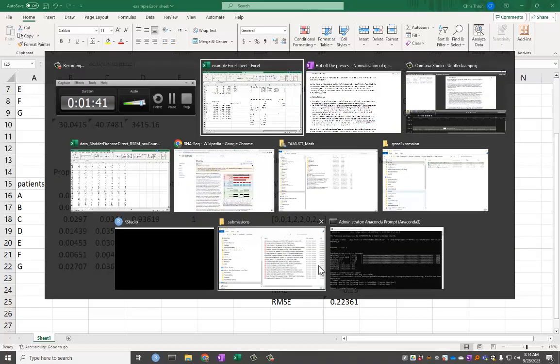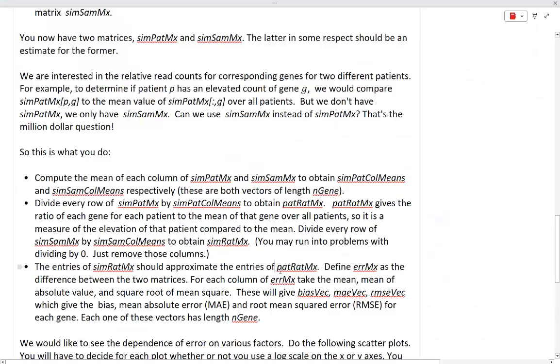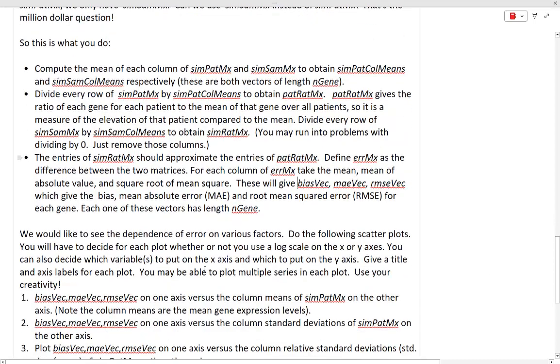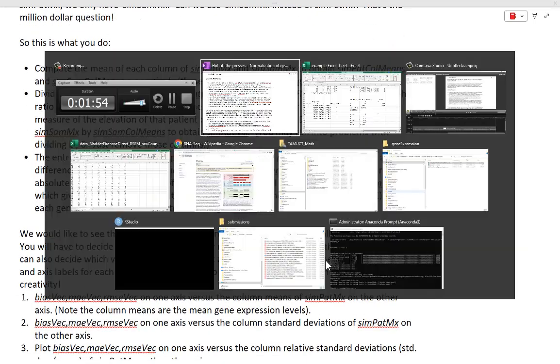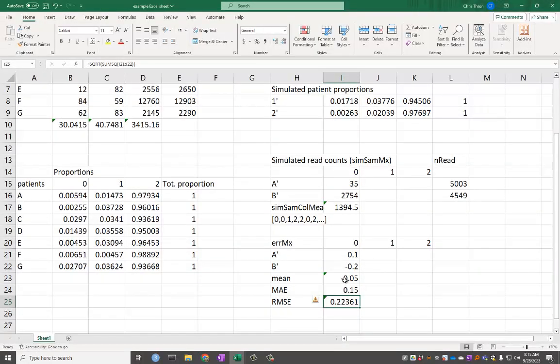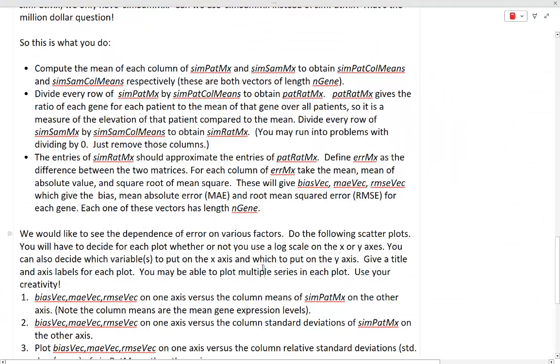Right. So let's see. So the first statistic will give me bias. Second will give me the mean absolute errors. Third will give me the root mean squared error. Okay. And each of these vectors will have length ng because I'll be computing this for every single column. All right. So we want to see how these errors depend on various factors related to the genes.